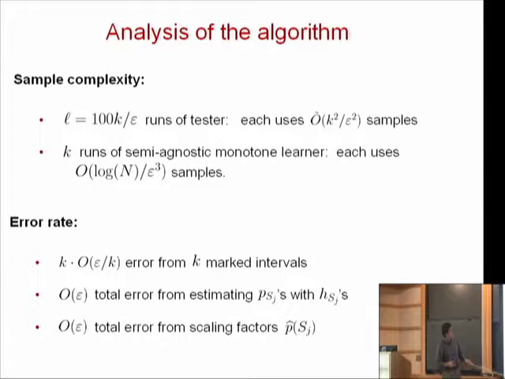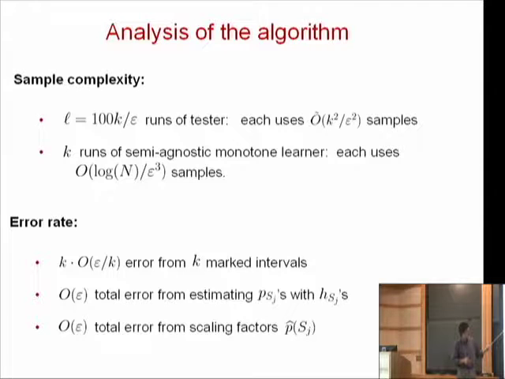Let's just verify that it costs what I claimed it costs. The number of samples we need: what did we do? We had these 100k over epsilon initial intervals, and we ran the tester, which used, I think, k squared over epsilon squared samples for each of those. So this is where the k cubed over epsilon cubed term comes from. And if you notice, there's a little twiddle here. The twiddle is because I'm running my tester k over epsilon times, so I want it to give me the right answer with failure probability something like epsilon over 10k. I can't just say 2/3. So that was the first phase, and that's the k cubed over epsilon cubed term in the sample complexity.